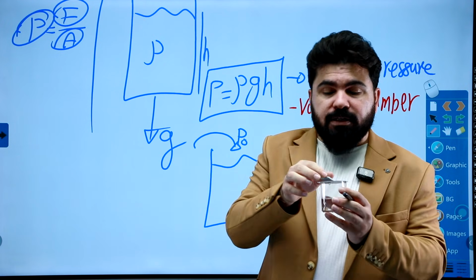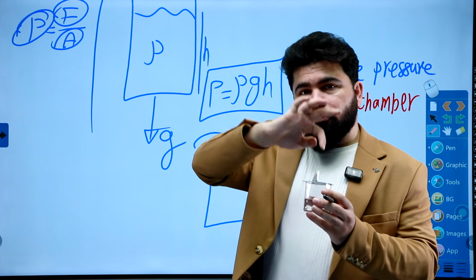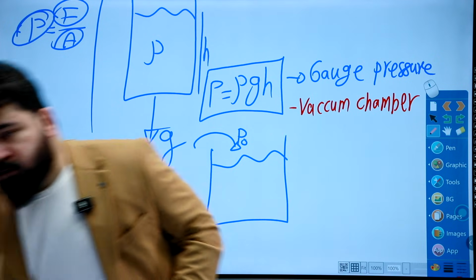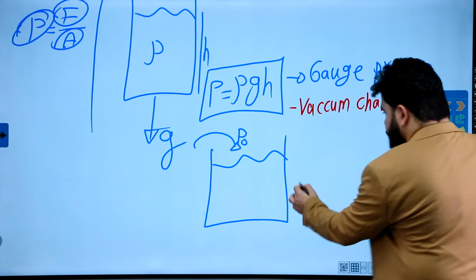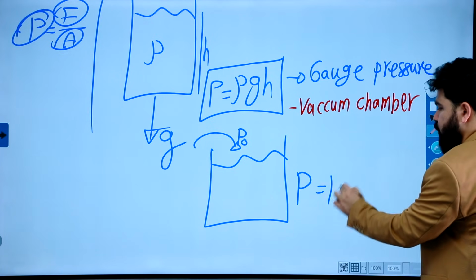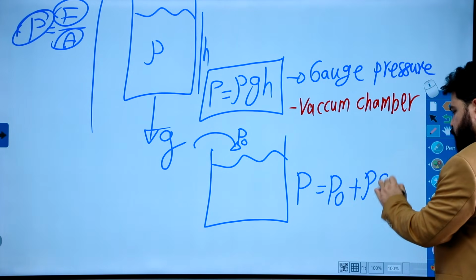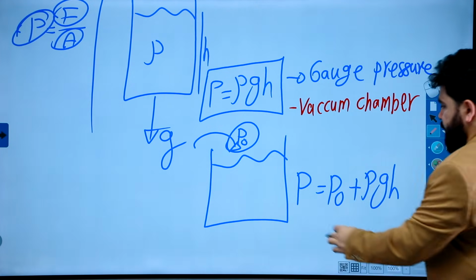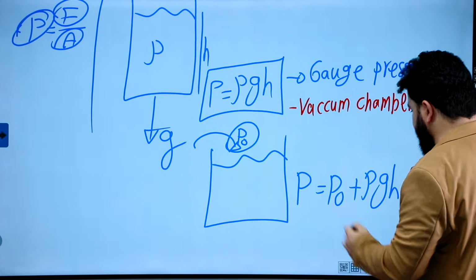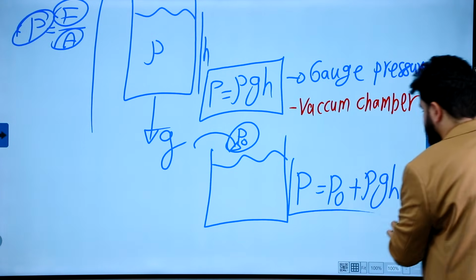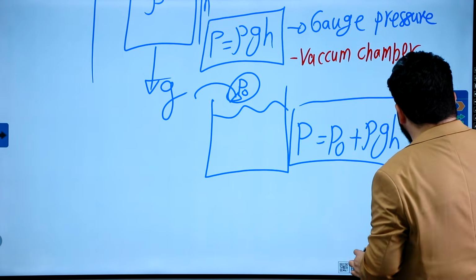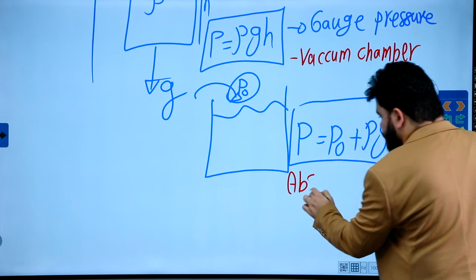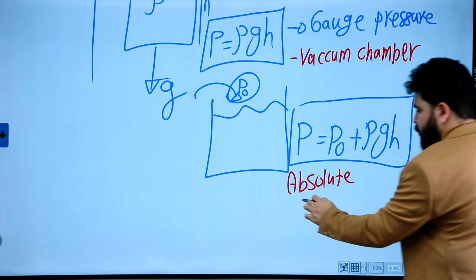But what if I open this? Also, the atmospheric pressure is applying a pressure on it. So this also should be taken into consideration and should be also calculated. So I'm going to say pressure is equal to P naught plus rho GH: pressure of this one plus density multiplied by gravity and multiplied by height of this fluid. What do I call this? The question is going to say absolute pressure.